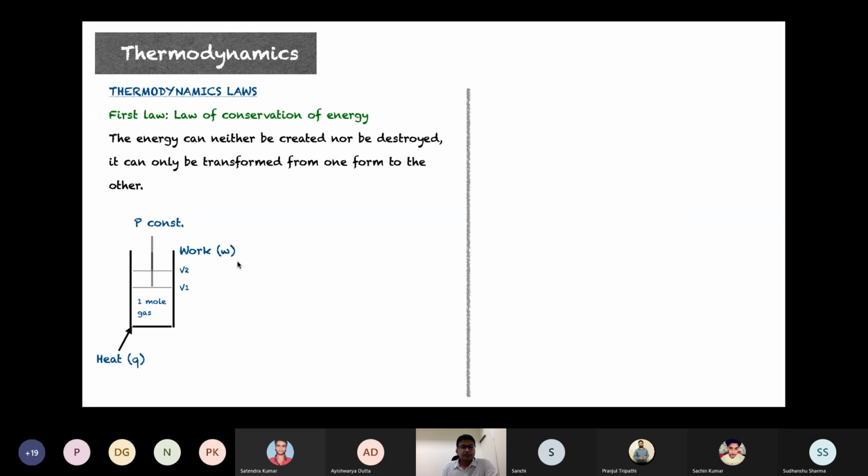Now, we can write an important equation: Q, which is the heat, plus the work, W, is equal to delta U. Now, U is the internal energy. So what do you mean by internal energy? Anyone?